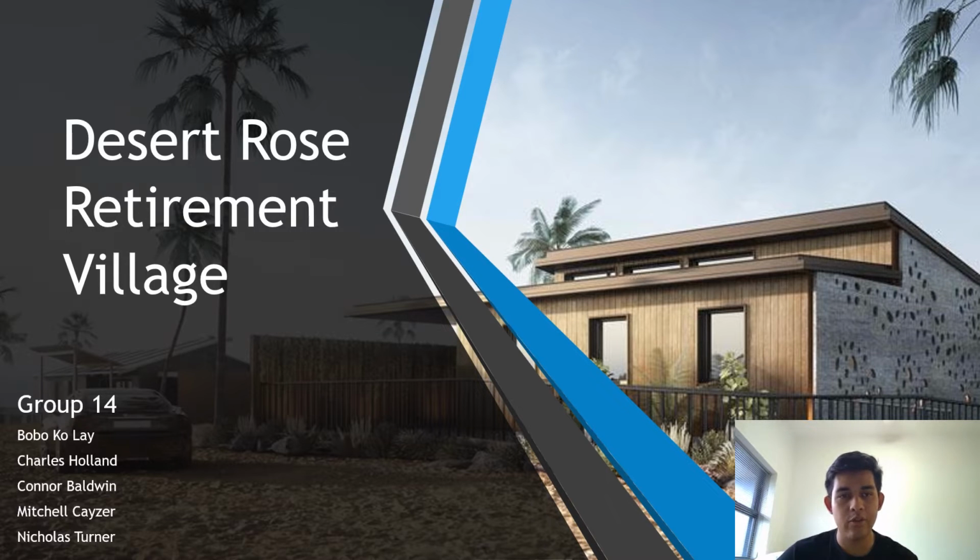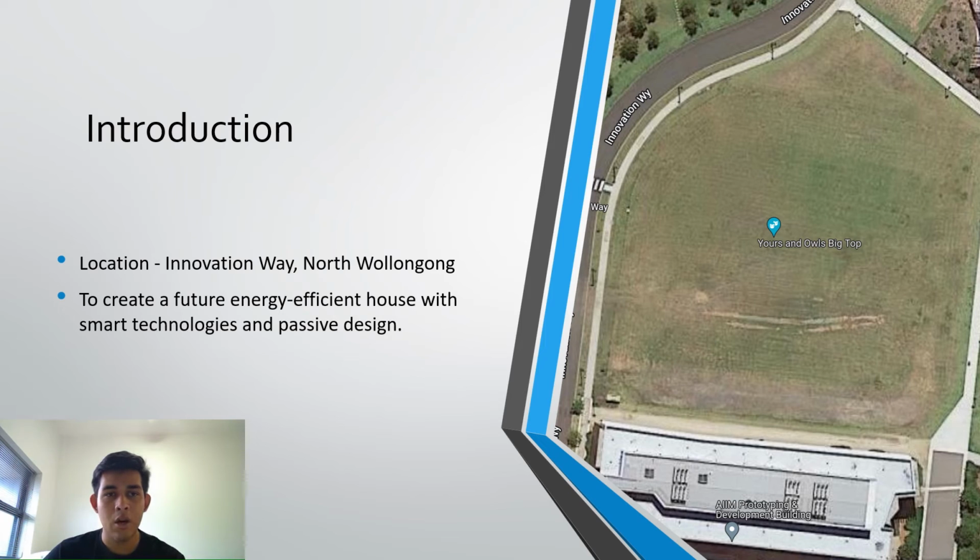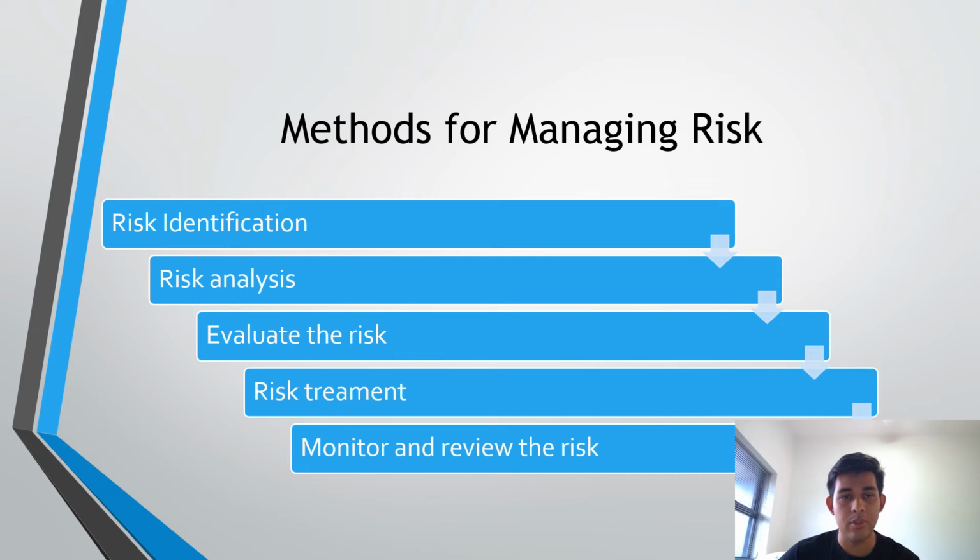I will be providing crucial components of our desert house building management plan. Our project will be located on Innovation Way, North Wollongong. The desert house is built and designed with zero net energy and can adapt to its occupant needs while also catering to demand for a sustainable environment through smart technology and passive design principles.